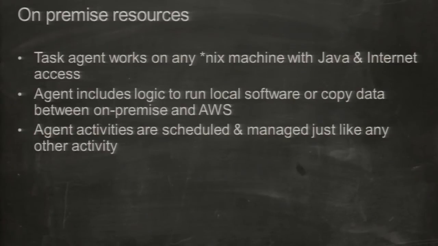For our copy logic, that's included on the agent. So if you want to start running a copy between, say, on-premise logs and S3, or if you want to copy between on-premise JDBC and AWS JDBC, the agent has that logic, so it can access your on-premise database, and then it can reach out to your AWS compute resources and seamlessly connect the two. And again, these activities are scheduled and managed just like anything else in the system.